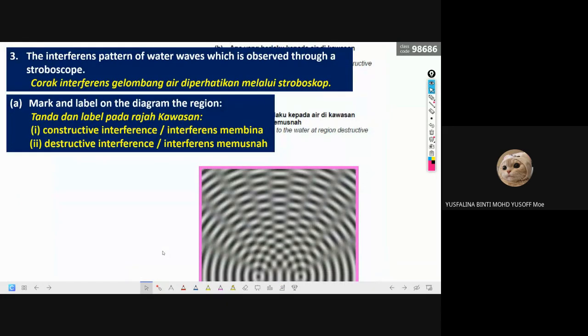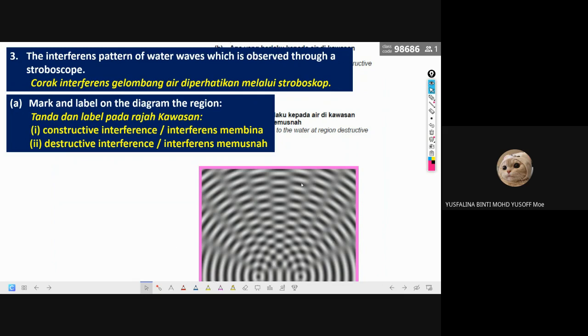Interference pattern of water which is observed through a stroboscope. So what is the function of the stroboscope? The stroboscope is actually to freeze the pattern of the water wave. If not, you can see it keeps moving, right? When it keeps moving, it's hard for you to study and to measure the wavelength. So they use the stroboscope to freeze the pattern of the wave, so it's easy for you to see what is actually happening during the interference. It's not just interference, for reflection they can also freeze the pattern of the wave.